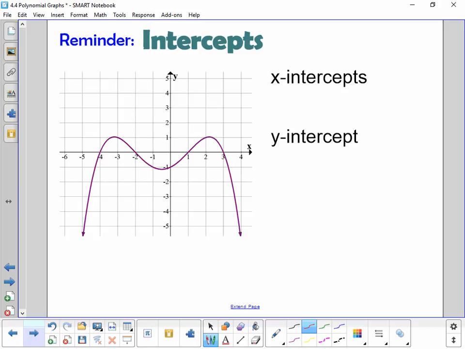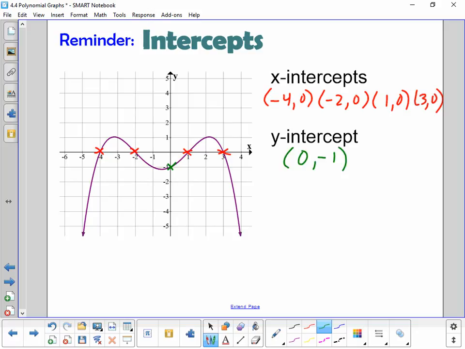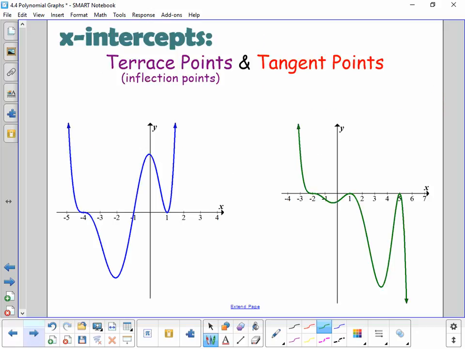Okay, intercepts, reminder, easy peasy, right? We've got a bunch of x-intercepts, 1, 2, 3, 4. Our x-intercepts are (-4, 0), (-2, 0), (1, 0), and (3, 0). And we have just one y-intercept, that would be at (0, -1). Remember, typically for functions, there's only one y-intercept, and polynomials are functions, so just the one y-intercept.